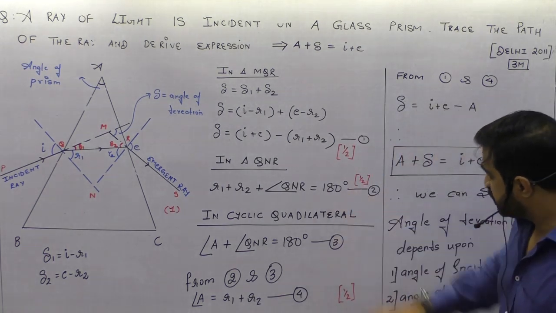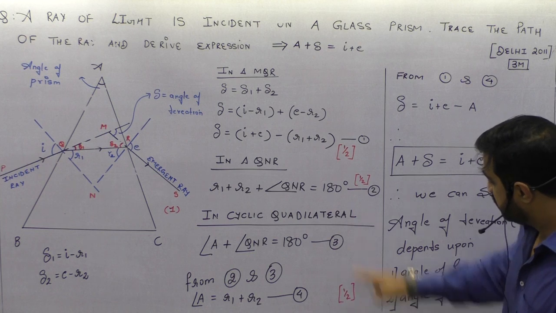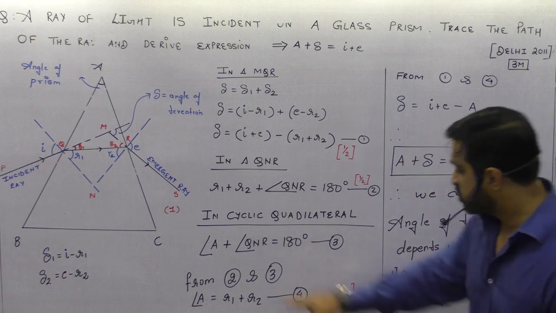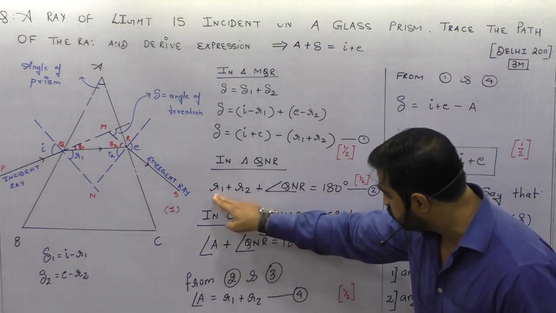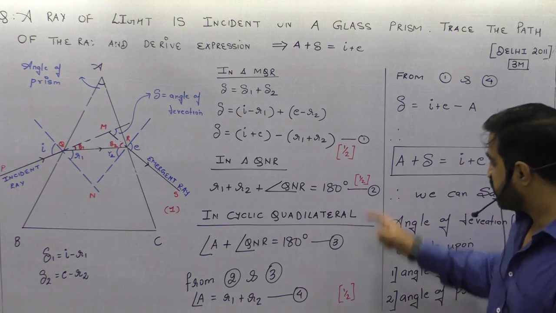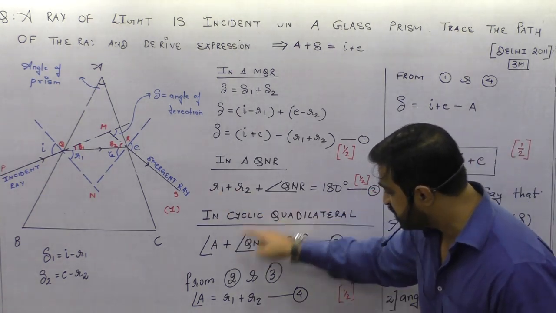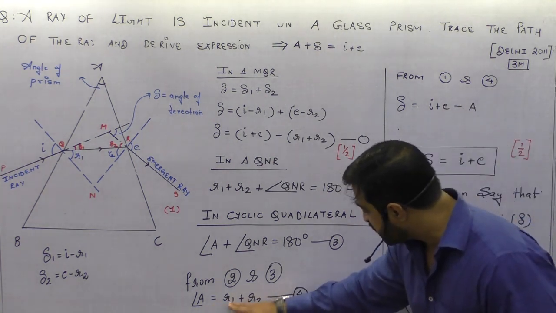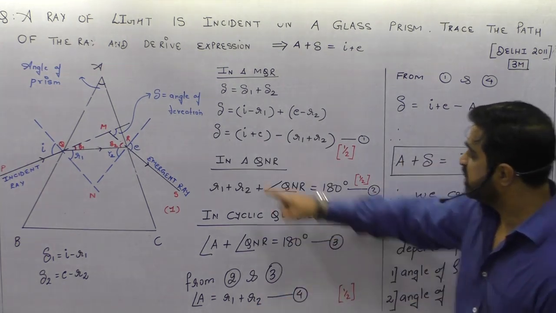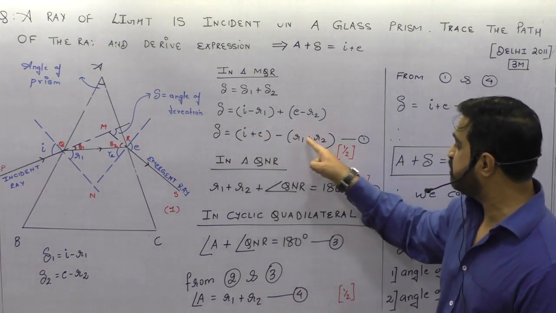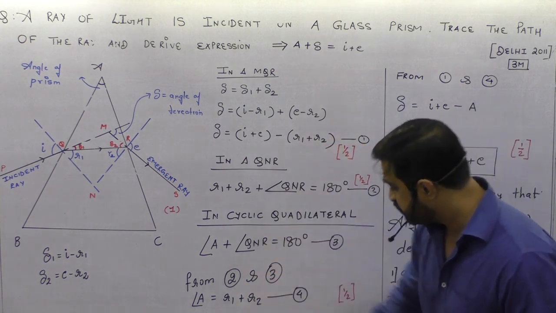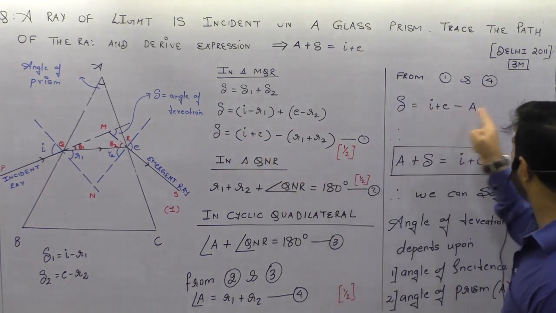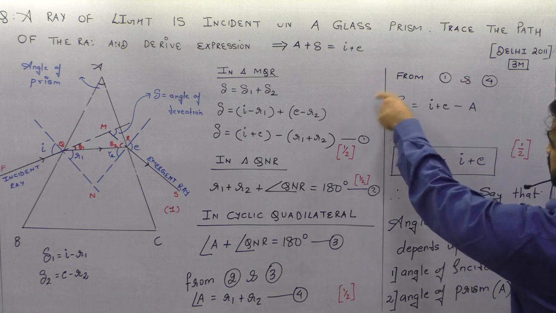We have got equation 2 and equation 3. If I see equation 2 and equation 3, 180, 180, same. QNR, same. So these both have to be same. That means A will become equal to R1 plus R2. So from 2 and 3 we know that A is equal to R1 plus R2. If you look at equation number 1, that is delta is I plus E minus R1 plus R2. So R1 plus R2 is A. From 4, substitute in 1. So delta will become I plus E minus A. So A plus delta will become I plus E.